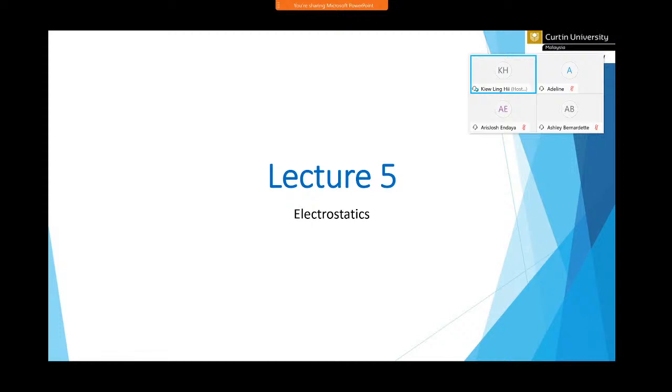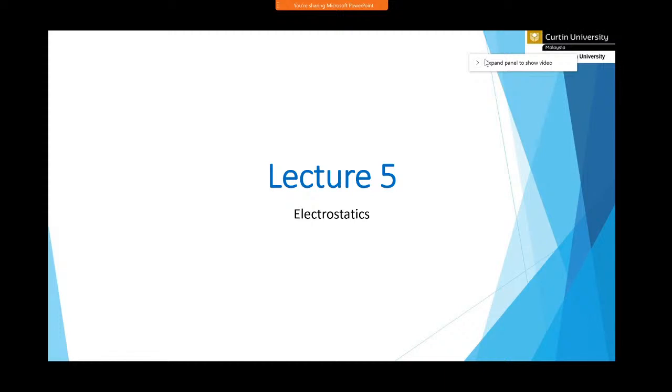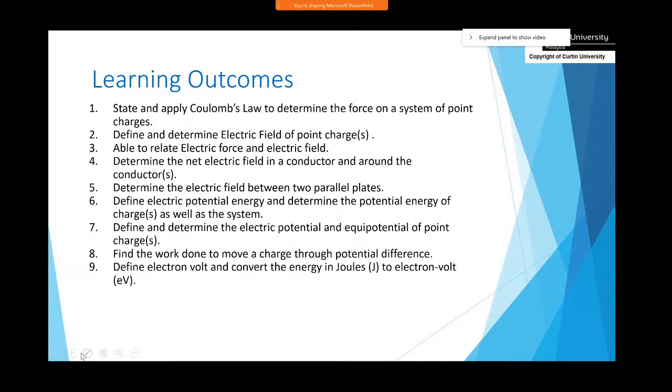A new topic which you have never learned before, but you definitely experience electrostatics. We experience electrostatics every day. However, there are some very small things when you break into the molecule or the particles. So this is what we want to study about electrostatics today. Look at the learning outcomes.